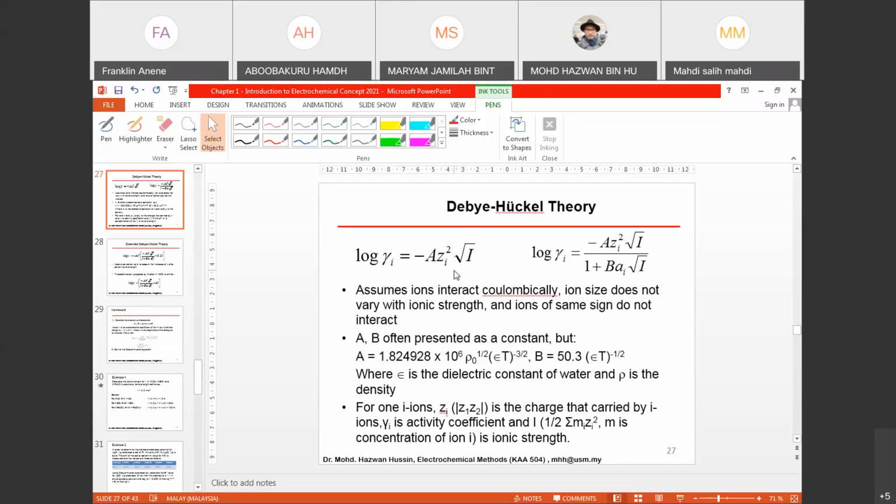Yes, but I think the point is because the charge is equal to one, if you use it once or twice, it's still the same thing, because one squared becomes one. If you split it into K plus with its z, and Cl minus with its z, it's still the same thing because in the end you just add one to one.